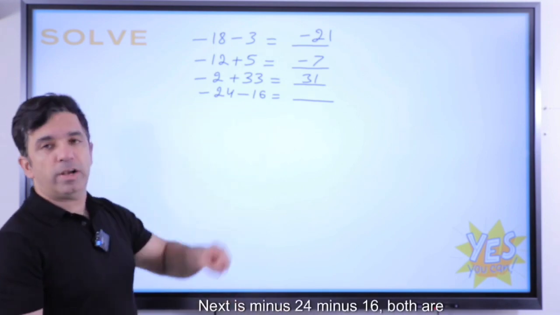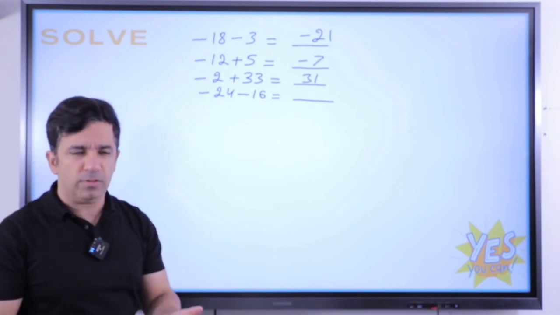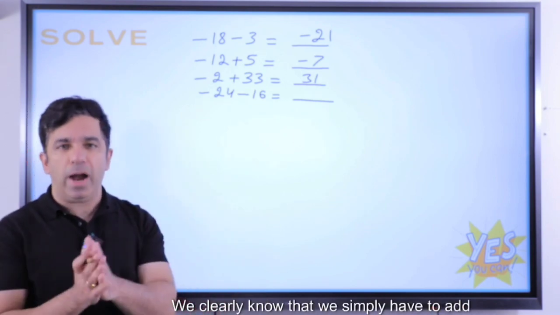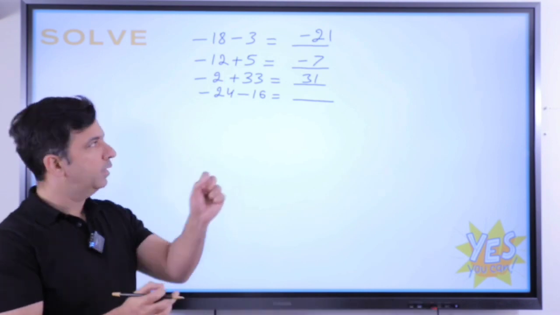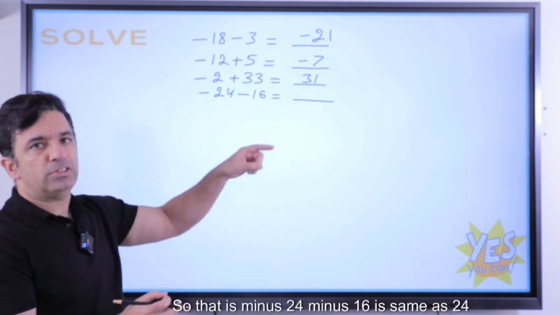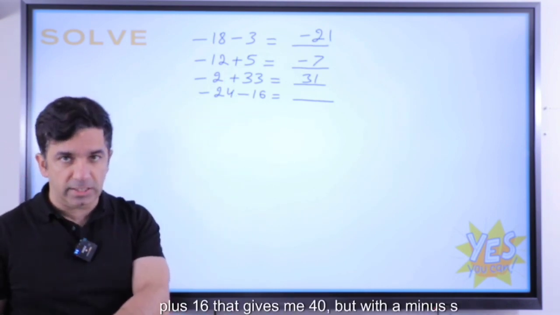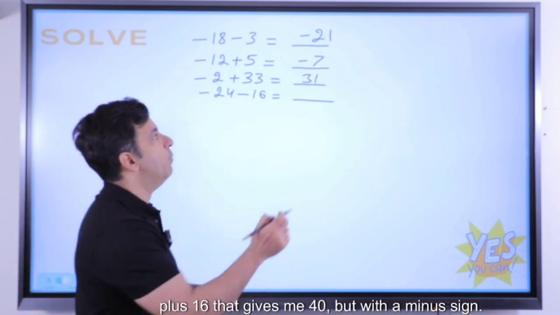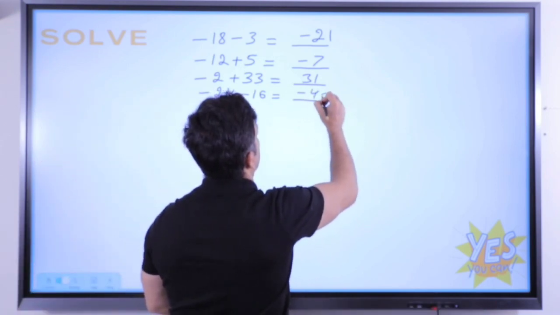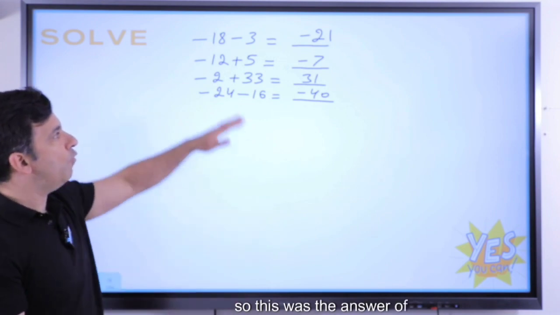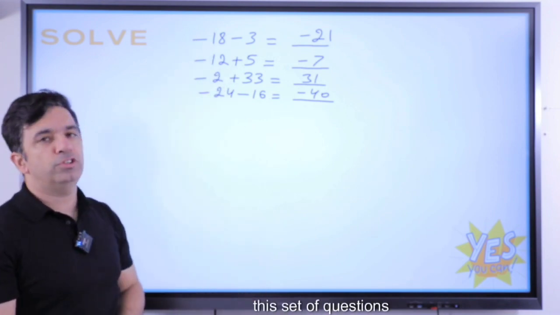Next is minus 24 minus 16. Both are negative. We clearly know that we simply have to add them and put a minus sign on it. So minus 24 minus 16 is same as 24 plus 16. That gives me 40 but with a minus sign. So this was the answer of this set of questions.